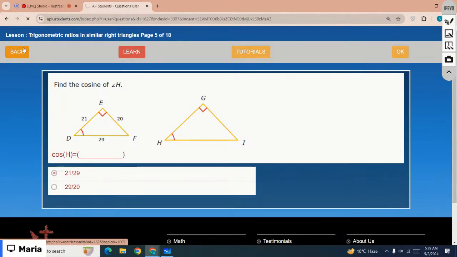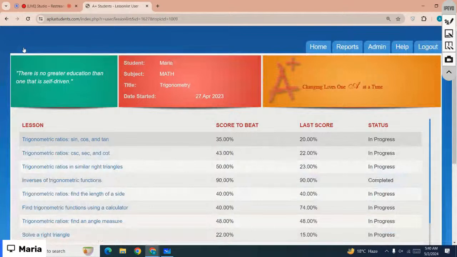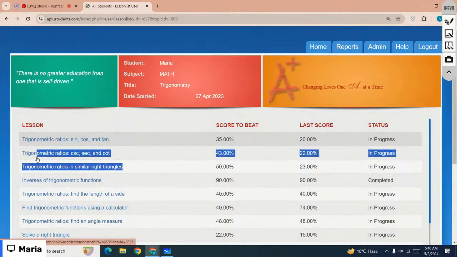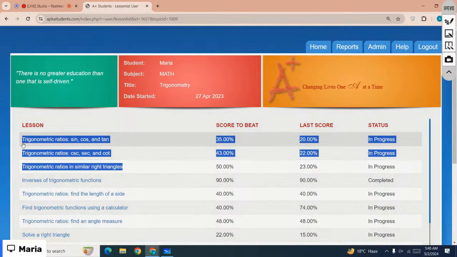Okay, you can complete the lesson by yourself later today. So we were working on grade 10 math. The chapter we were working on is trigonometry. The lessons we have covered today are trigonometric ratios, sine, cos, and tan, trigonometric ratios, cosecant, secant, and cotangent, trigonometric ratios in similar triangles.